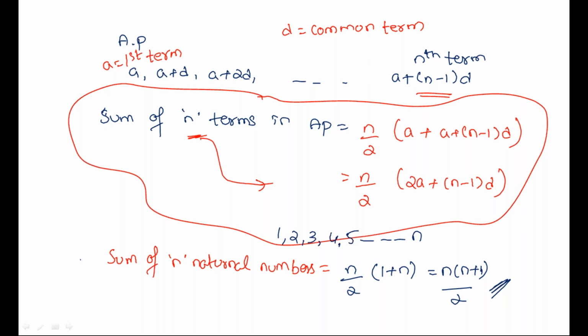Okay, is this in AP? Yes, natural numbers are always in AP. Sum of terms in AP is, yes, number of terms divided by 2 into first term plus last term.